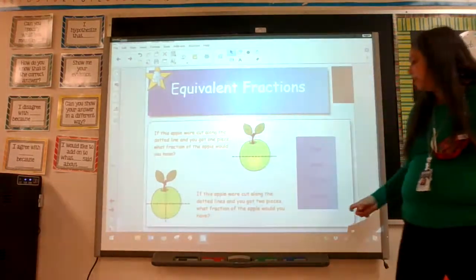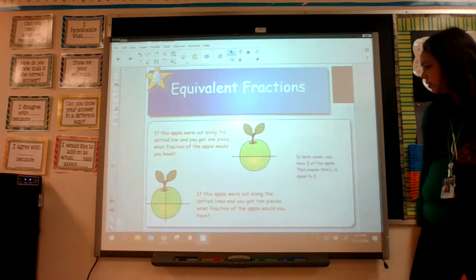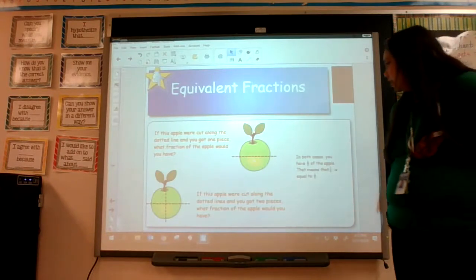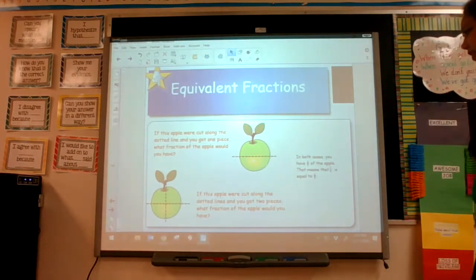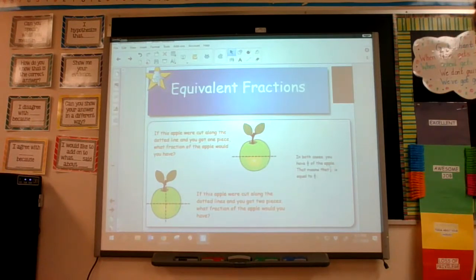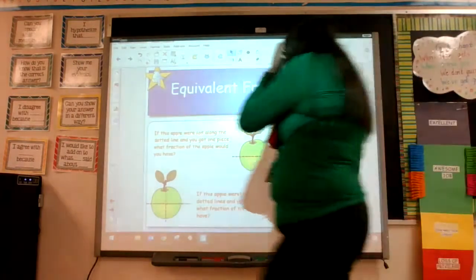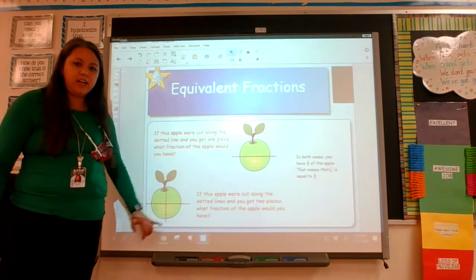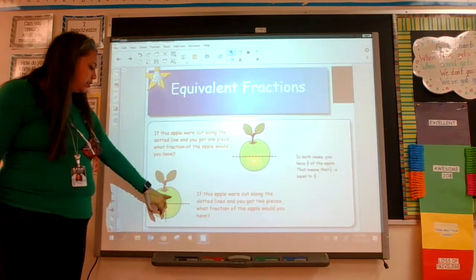One piece out of two. Okay? And let's look at this next one. If this apple were cut along the dotted lines and you got two pieces, what fraction of the apple would you have if it is cut into 4 equal parts and you got 2?